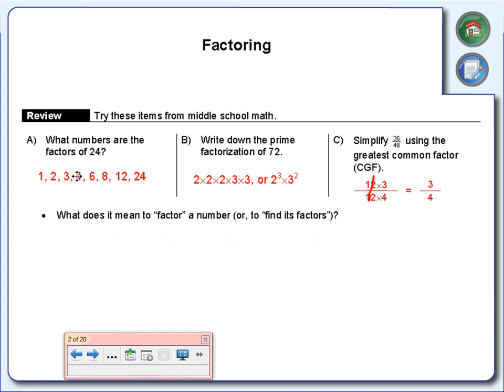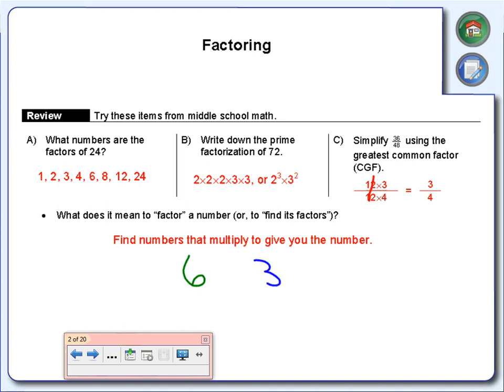So down there at the bottom it says, what does it mean to factor a number? When we're factoring a number, what exactly does that mean? It means to find a number that multiplies to give you that number. In other words, if I were to give you the number 6, and I would ask you for the factors of 6, I'm asking you, what are some numbers we can multiply together to get 6?